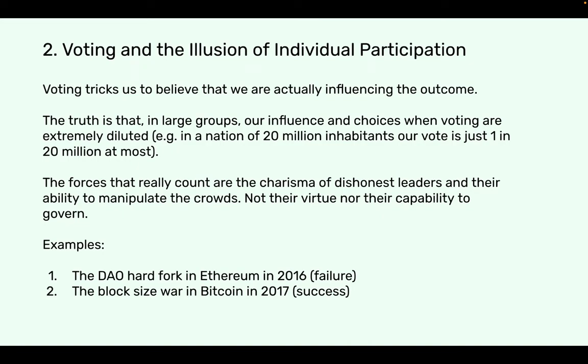2, voting and the illusion of individual participation. Voting really tricks us to believe that we are actually influencing the outcome. The truth is that in large groups, our influence and choices when voting are extremely diluted. For example, in a nation of 20 million people, say that they all vote, our vote is just 1 in 20 million at most. So we have nearly zero influence on the outcome.